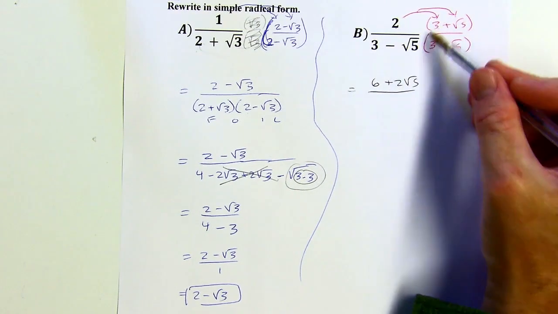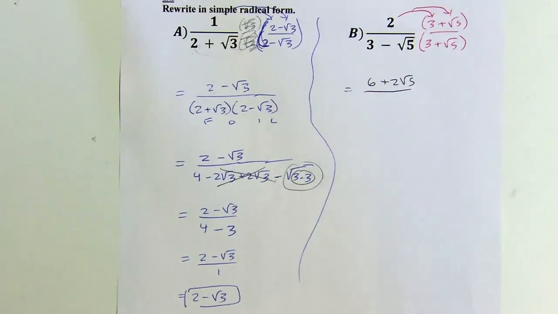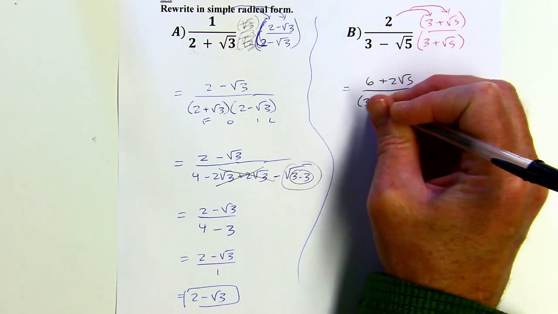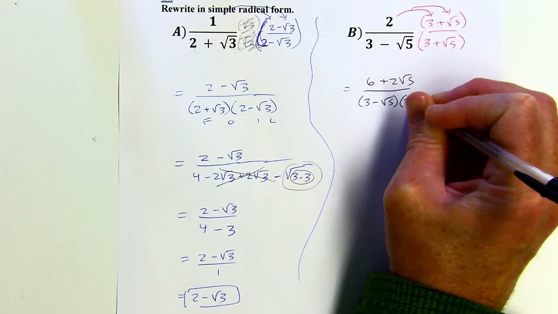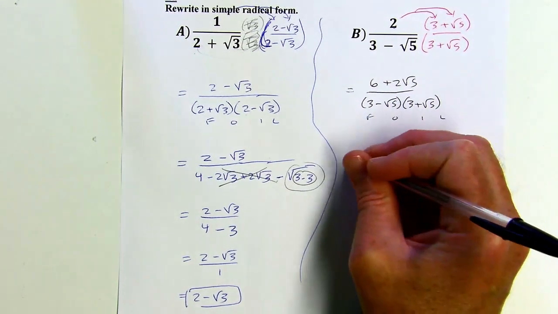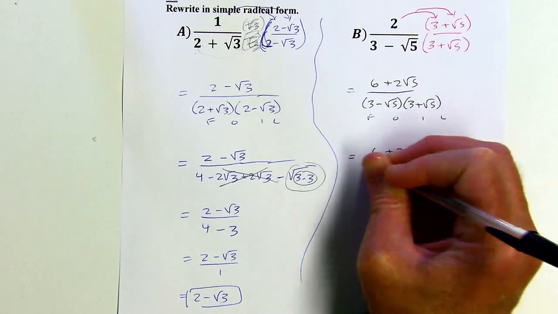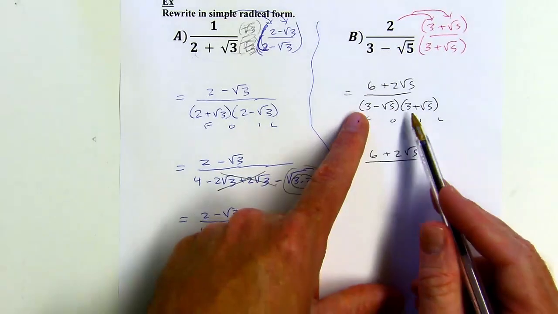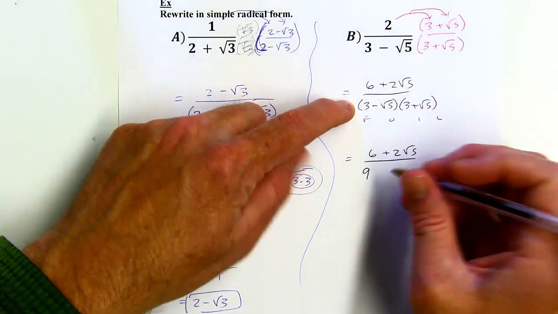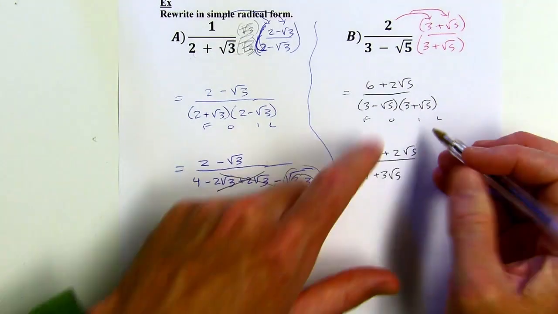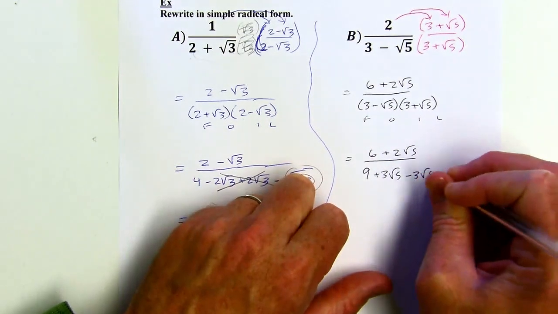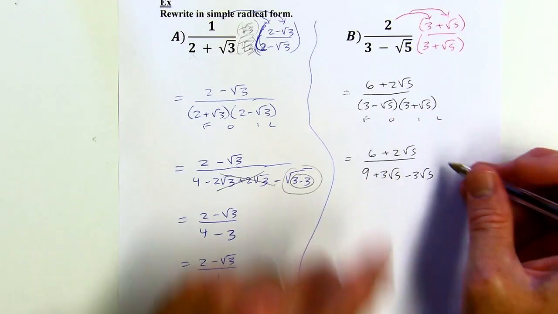I just thought 2 times 3 is 6. 2 times root 5 is 2 root 5. On the bottom, I'm going to be FOILing. So the top's going to stay the same. The numerator is the same. Let's FOIL now. 3 times 3 is 9. The outer, 3 times root 5 is 3 root 5. Inner, negative root 5 times 3 is negative 3 root 5. And last, I've got negative root 5 times positive root 5.